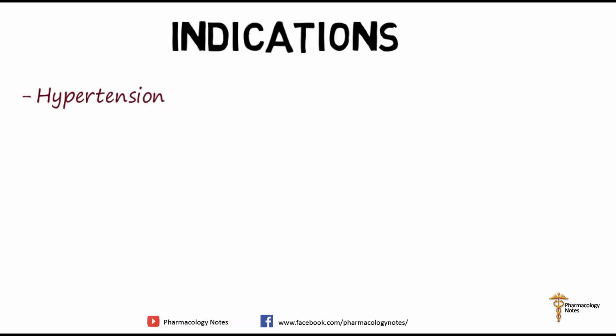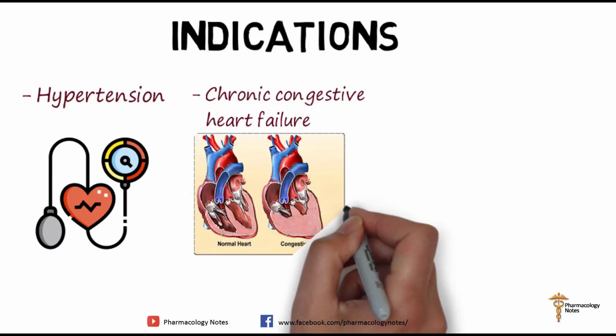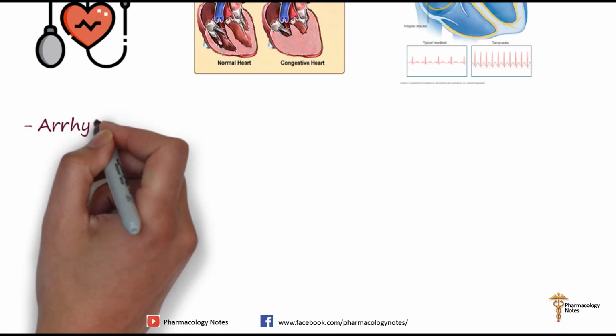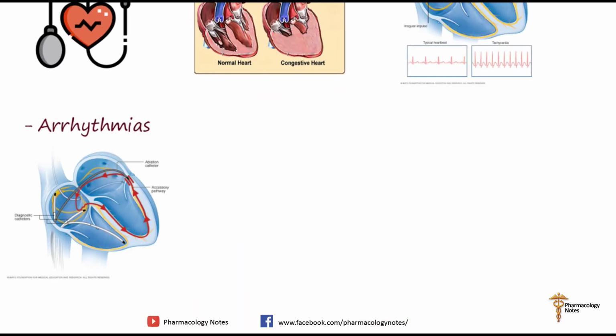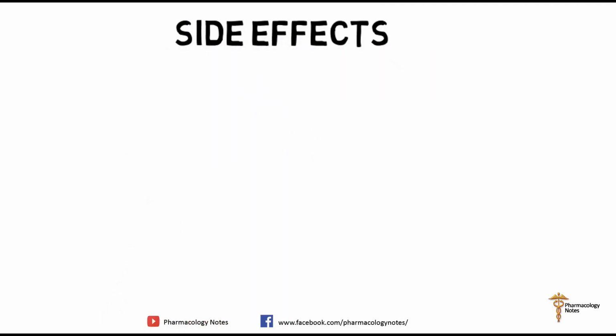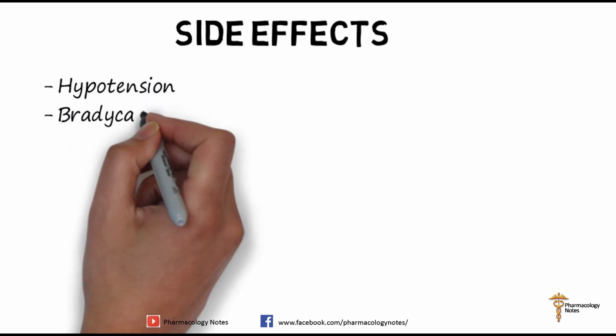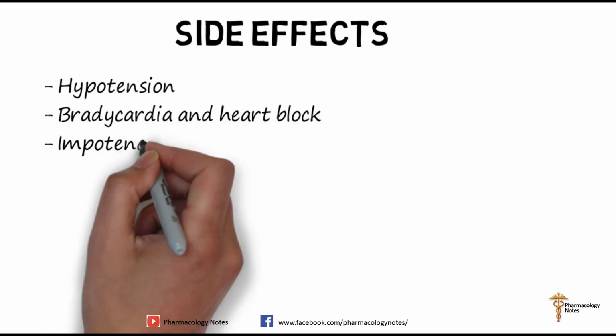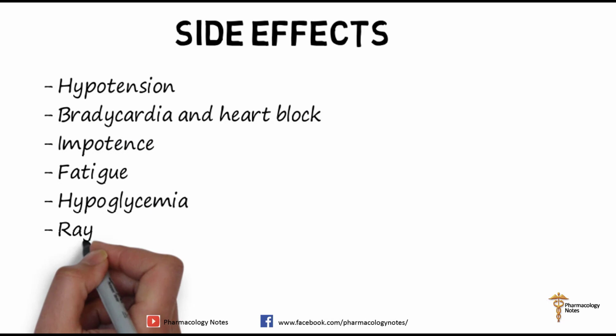The indications of beta blockers are hypertension, congestive heart failure, tachycardia, arrhythmia, angina, and myocardial infarction, as we already discussed in the mechanism. The side effects include hypotension, bradycardia and heart block, impotence, fatigue, hypoglycemia, Raynaud phenomenon, and congestive heart failure.